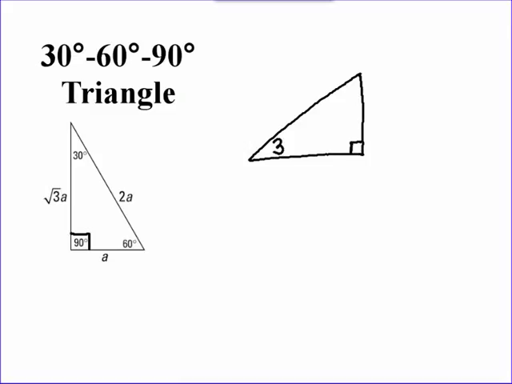Now, if you know the shortest or the longest side, that's the easy one because look at the shortest. The shortest side is always opposite the 30. It's just by itself. The side opposite 60 is root 3 times your shortest side. And the hypotenuse is double your shortest side.